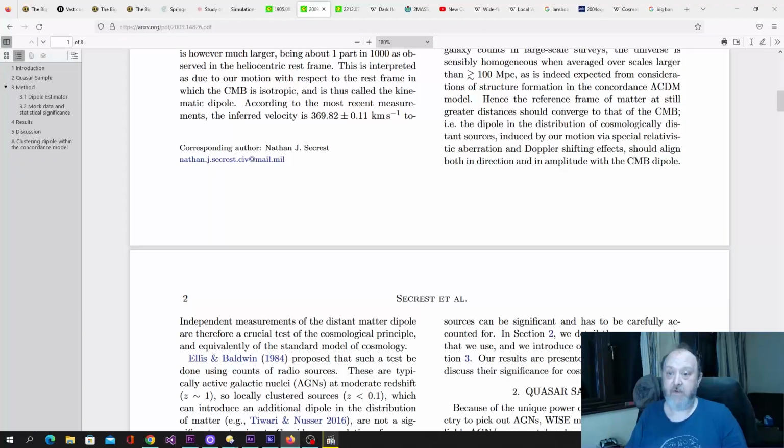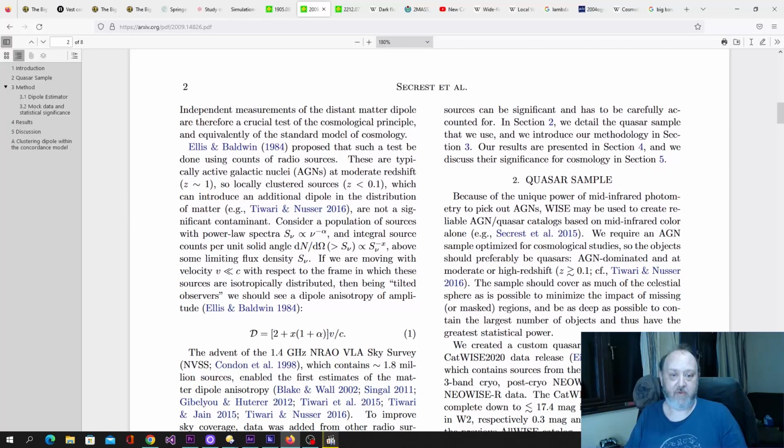Hence, the reference frame of matter at still greater distances should converge to that of the CMB, i.e., the dipole in the distribution of cosmologically distant sources, induced by our motion via special relativistic aberration and Doppler shift effects, should align both in direction and in amplitude with the CMB dipole. Independent measurements of the distant matter dipole are therefore a crucial test of the cosmological principle and equivalently of the standard model of cosmology.